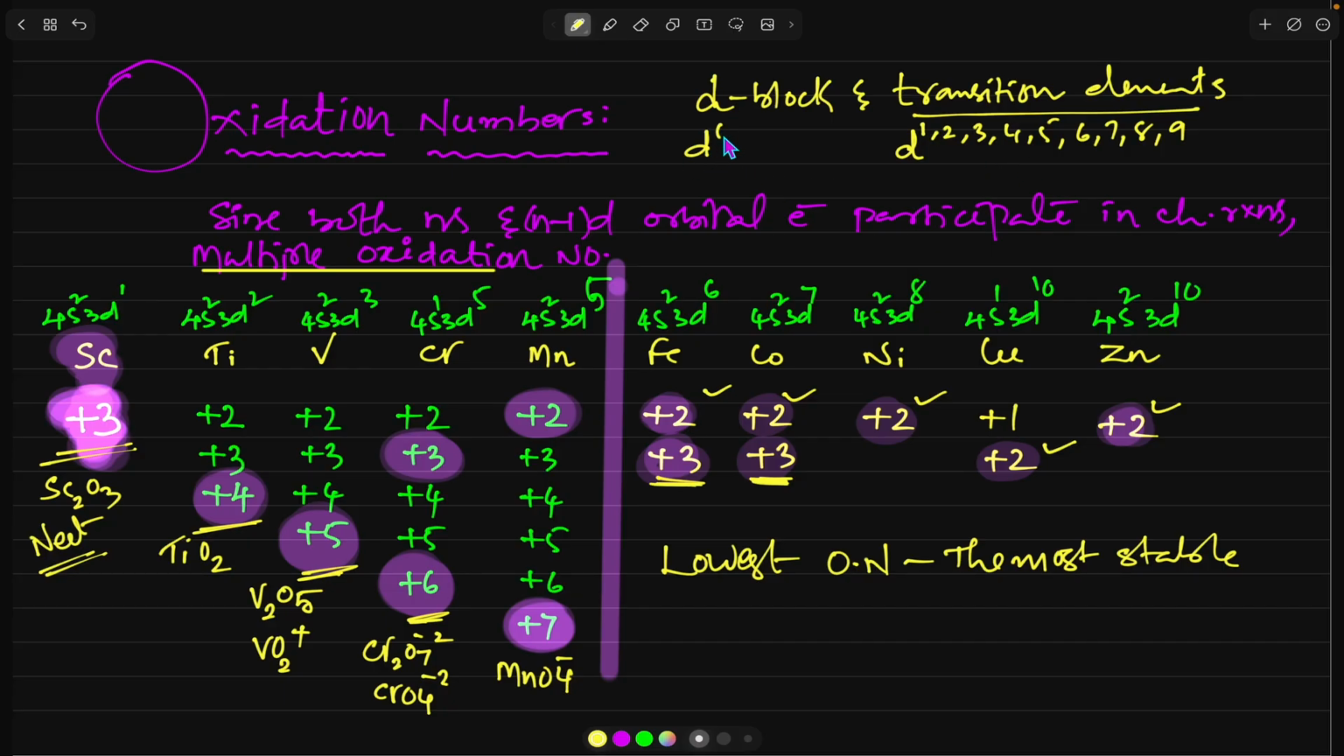If you have d0, it is not a member of the transition elements. A d10 configuration is also not included here. So the bottom line is only one thing: an incompletely filled d orbital. If a central metal has an incompletely filled d orbital, then it is considered a transition element. All transition elements are d block elements, but not all d block elements are transition elements.